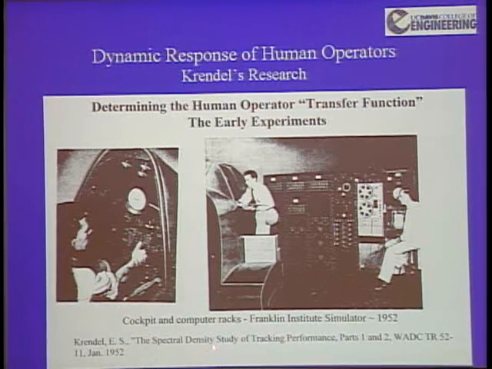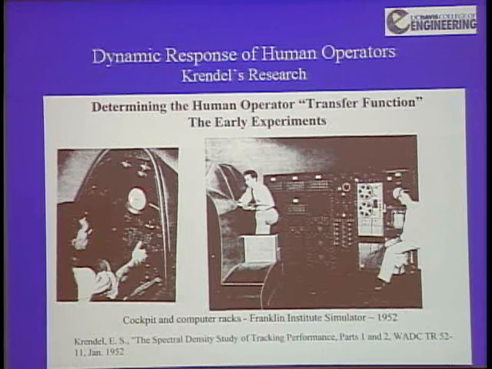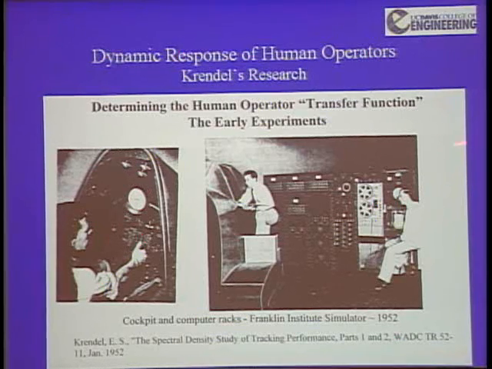His work was called The Spectral Density Study of Tracking Performance, Part 1 and 2, Wright Air Development Center again. And here's a subject sitting in a cockpit trying to do some tracking on an oscilloscope screen. There is the computational network. Probably has a fraction of the computing power that my laptop does. But nonetheless, it was used to make measurements of the human transfer function.